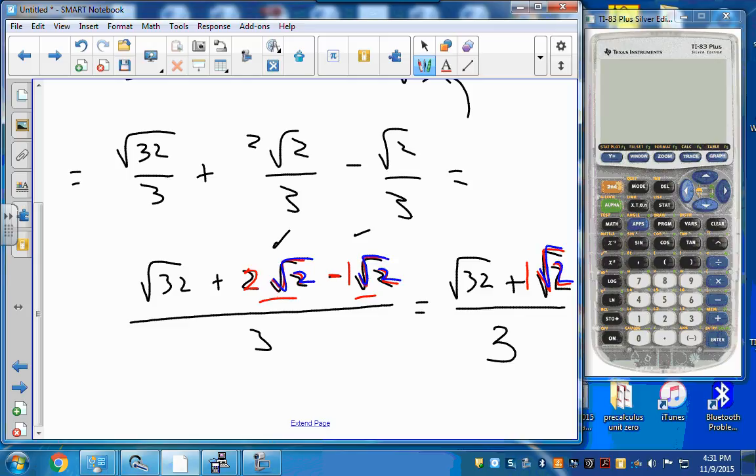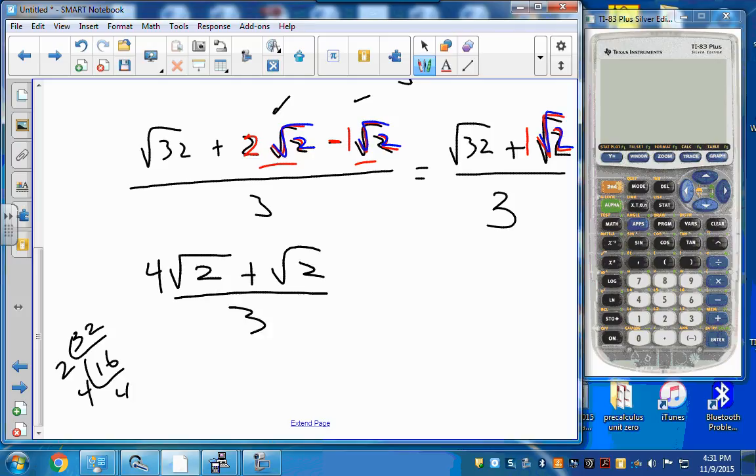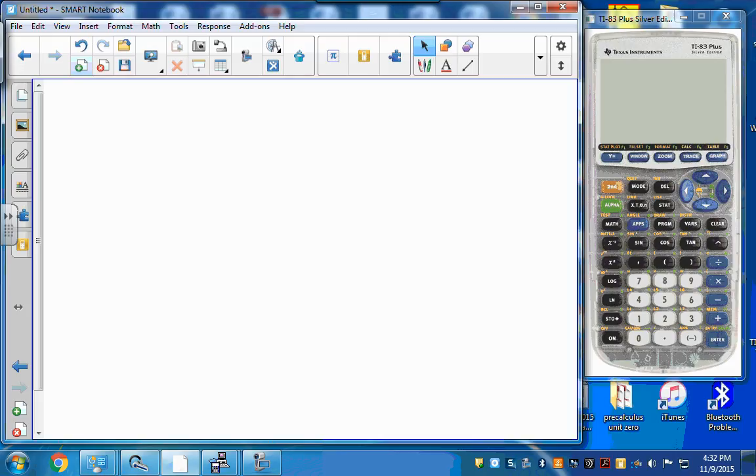So that's the top. Now that's not the final answer because I can simplify the square root of 32. So again, 32 is 2 times 4 times 4. So I have the square root plus the square root all over 3, 5 square roots of 2 over 3. Okay. So you might want to try that a couple of different ways. There's the solution. Problem 51.